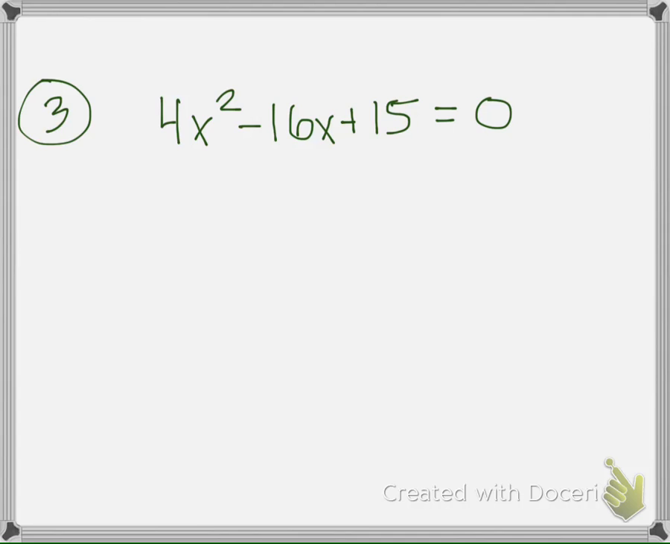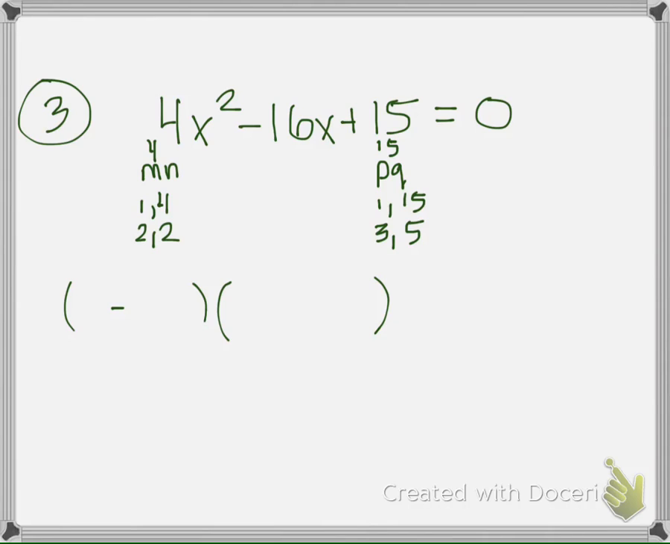So when I factor this, I've got my mn is equal to 4. I have my PQ, which is equal to 15, and all of this we learned in our last unit of study. MN can be 1, 4 or 2, 2, and for PQ that could be 1, 15 or 3, 5. I have a minus plus situation, which means my answer is going to be negative, negative. That's the only way to get a B term that is negative, and my C term is positive. I write my x's, x, x.